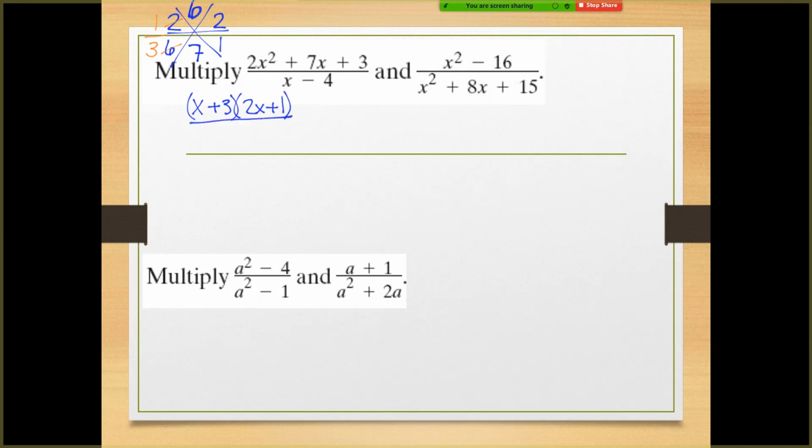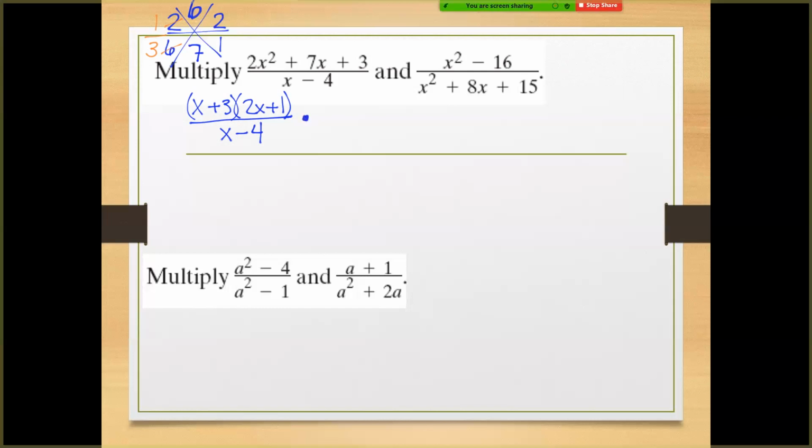Does the denominator of this fraction need factored? Can I do anything with x minus 4? No. I'm just going to leave it as x minus 4. Sometimes you have parts or pieces that do not reduce. So that x minus 4 does not factor, so we can't do anything with it yet.